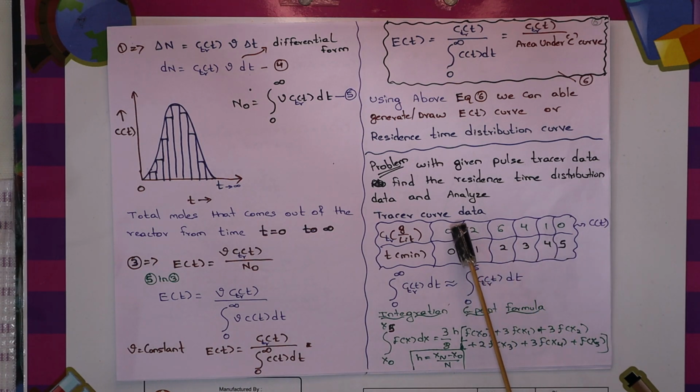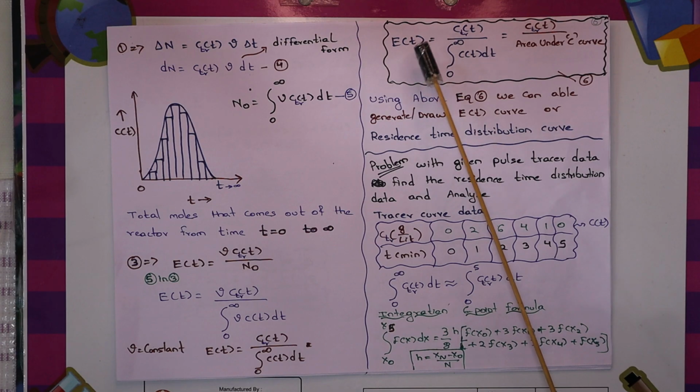At time t equal to 0, nothing of the tracer molecule is coming. At time t equal to 1 minute, 2 gram per liter has come. At 2 minutes, 6 gram per liter. At 3 minutes and 4 minutes, 1. At 5 minutes, nothing comes. If you plot this, you get this particular curve.